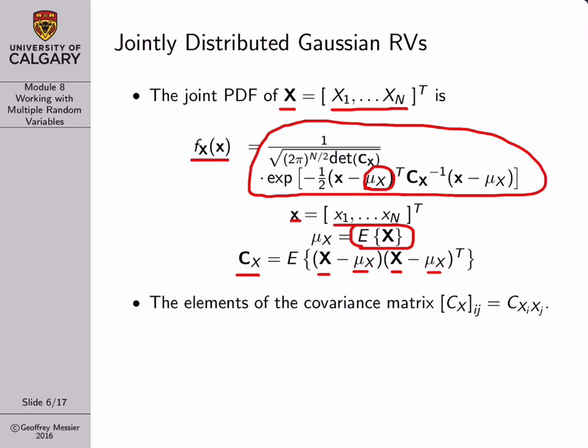Specifically, if we look at the element in the covariance matrix that is in row i and column j, that is the covariance between random variable i and random variable j taken from this original vector. So it's a nice compact form for a distribution that we work with quite a lot.